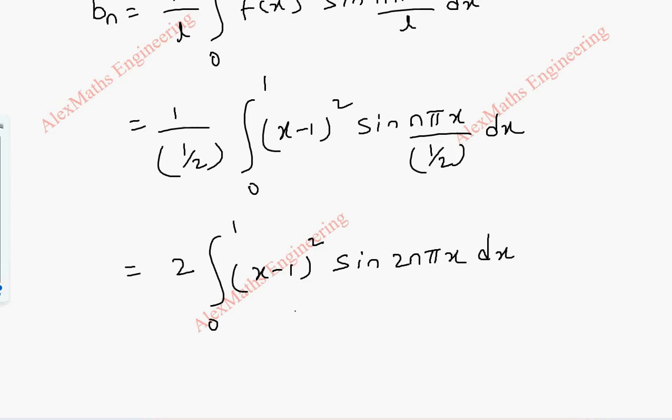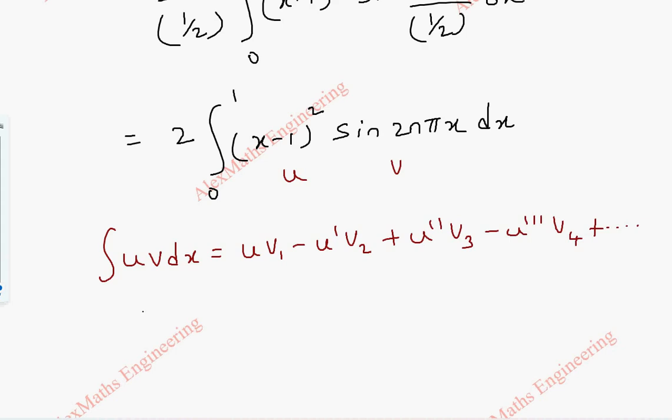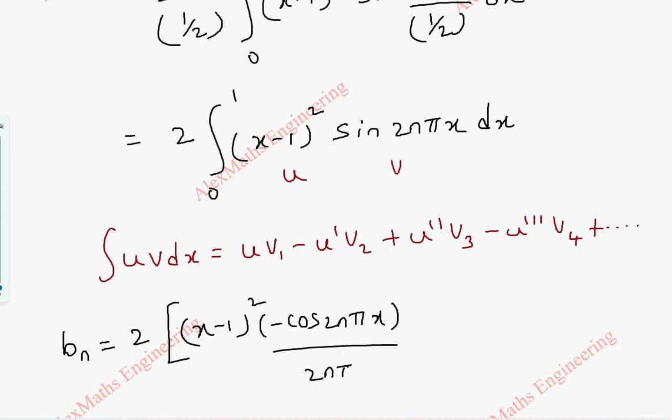To integrate this, we are going to use Bernoulli's formula. We have u and v. The formula for integral uv dx is uv1 minus u dash v2 plus u double dash v3 minus u triple dash v4 plus dot dot dot. Now bn will be 2 bracket open u, which is x minus 1 whole square, v1 is minus cos 2n pi x by 2n pi.